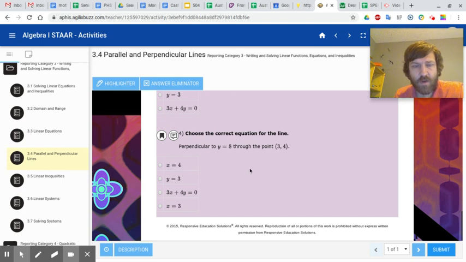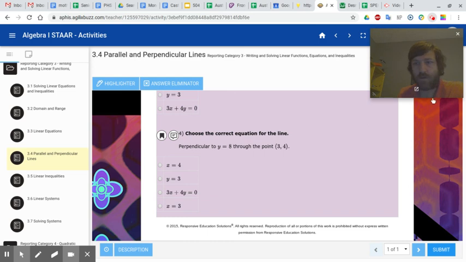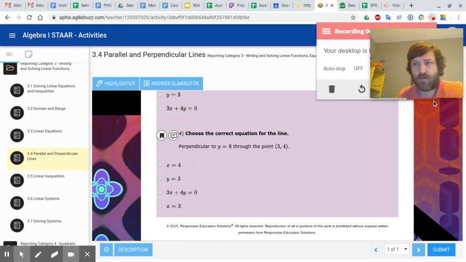And I'm going to let you go ahead and tackle number 4 on your own. Notice that it says it's perpendicular to the line y equals 8, and it goes through this point. So you'll just need to graph the line, graph the point, and graph all of these until you find the one that meets that requirement. So I'll let you do it on your own, and then we will move on to the next one.